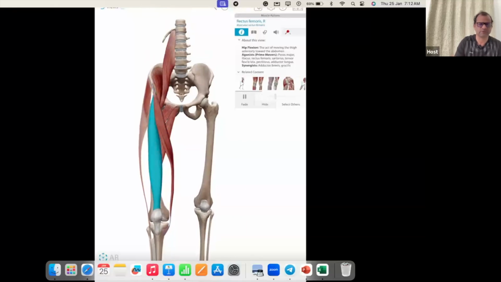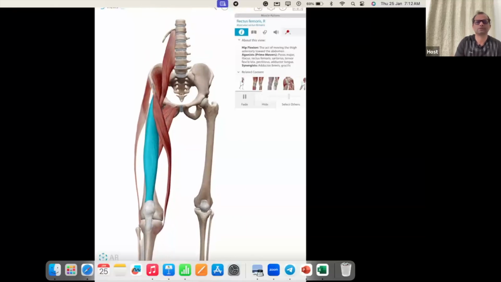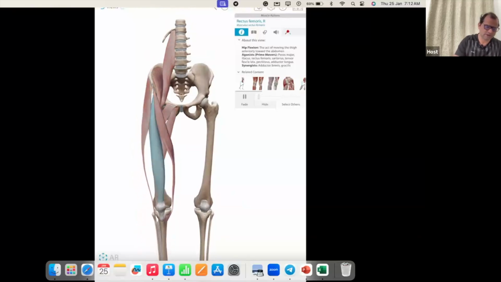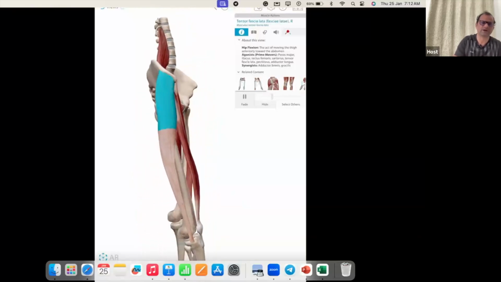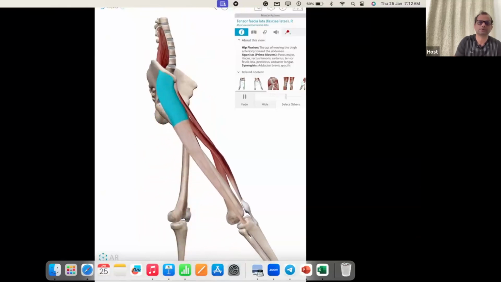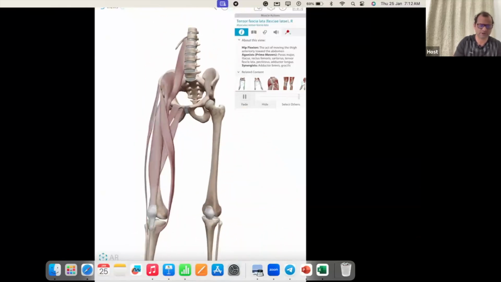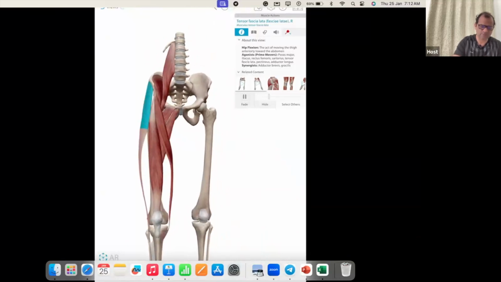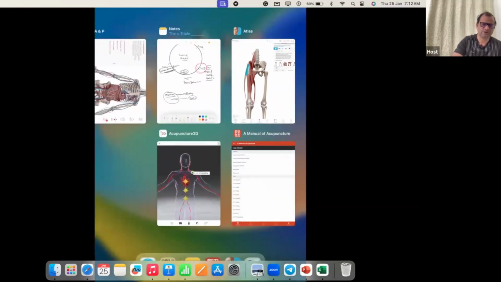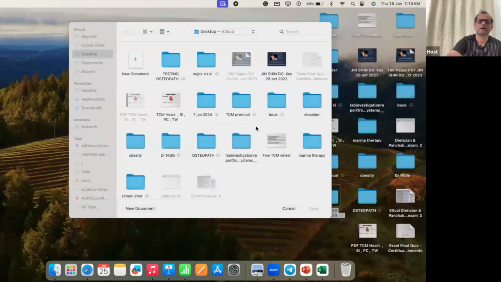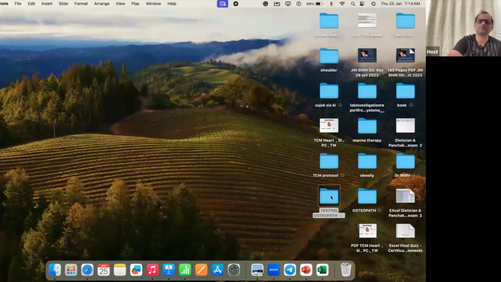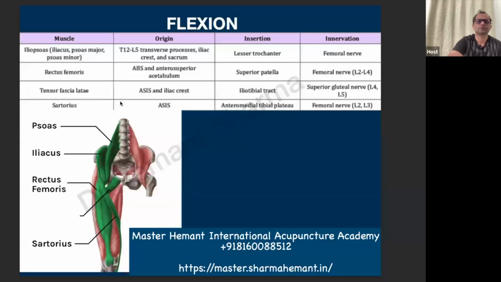Then this is the rectus femoris, also the femoral nerve. And this side muscle, the tensor fasciae latae, is the gluteal nerve. The gluteal nerve comes from the gluteal area. So ultimately, we have seen there are multiple nerves here, and they are getting supply from the femoral nerve because these are the nerves of the front compartment.